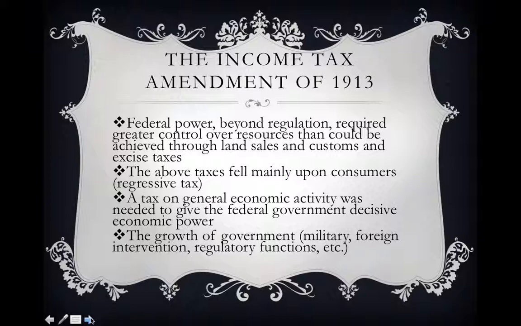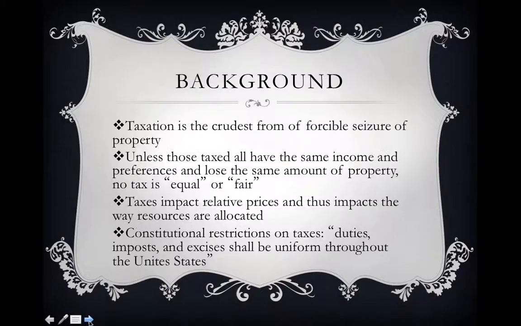So the notion was that we needed a tax on economic activity, and economic activity is related to income. GDP is in itself income. Spending becomes income. So realize that if there was a tax on economic activity, i.e. income, it would give the federal government, one, great power over the economy, but two, give it the necessary revenues that it needed in order to maintain its existence. So in order for the government to grow, military, foreign intervention, regulatory functions, etc., what you need is a revenue source in order to support those activities.